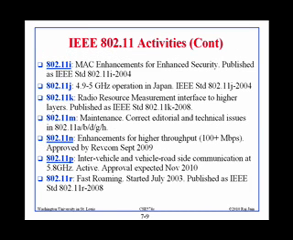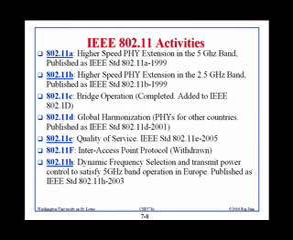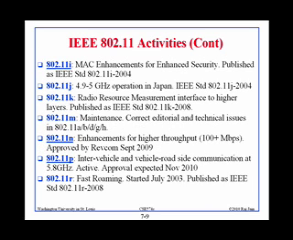11I is another famous standard. Everything that is famous, I have underlined. So we see A, B, E, H. Then there is I. I is the security standard. J is for Japan. K is radio resource measurement. M is for maintenance. N is the next one, which is higher throughput. This is the 11N. We will talk more about that.